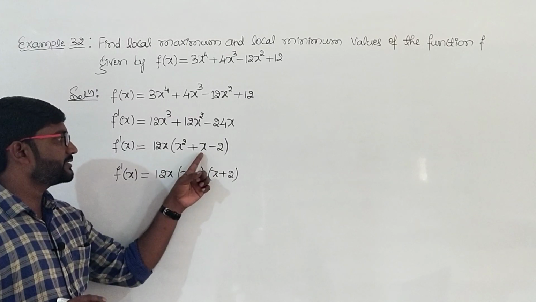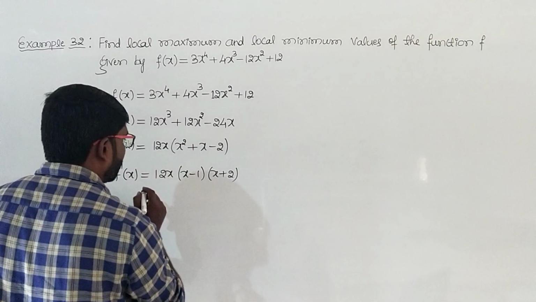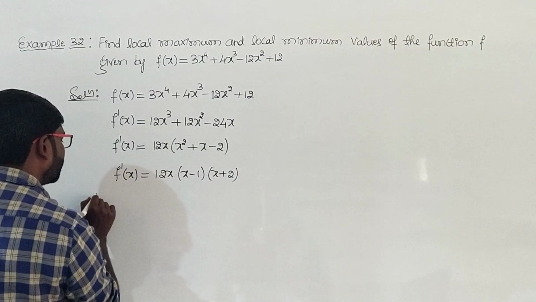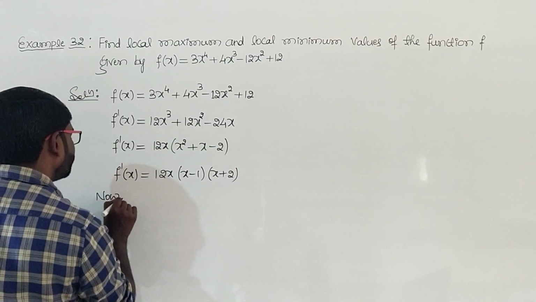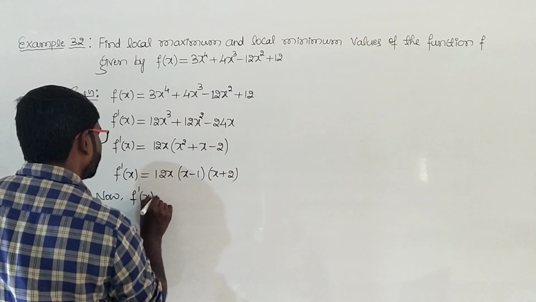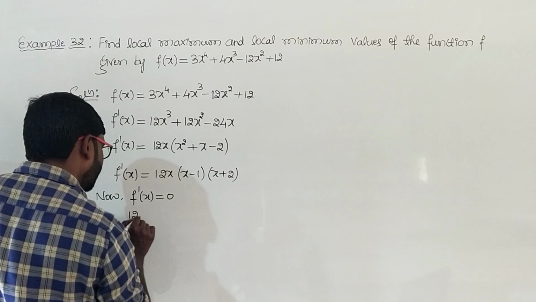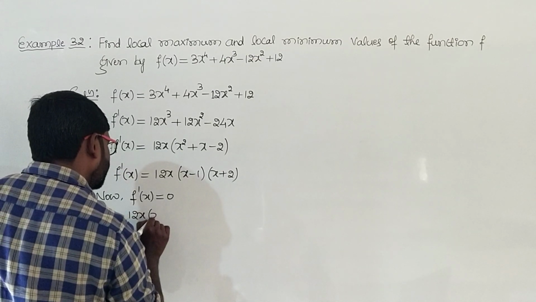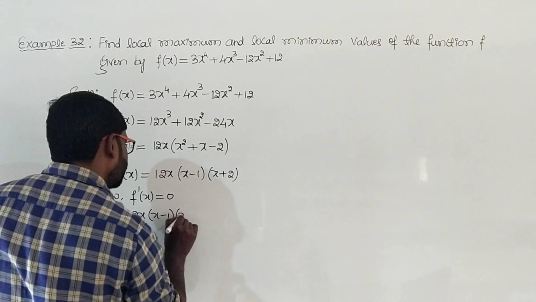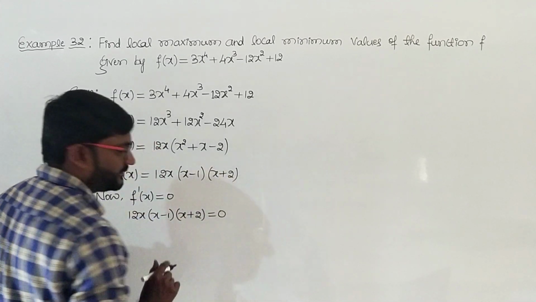So 2x minus x will get the middle term. Minus 1 into 2 will be minus 2. So now to get the critical points, equate f dash of x with 0. Now f dash of x equal to 0. So what do we have? 12x into x minus 1 into x plus 2, which is equal to 0.